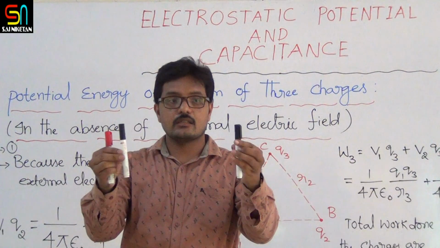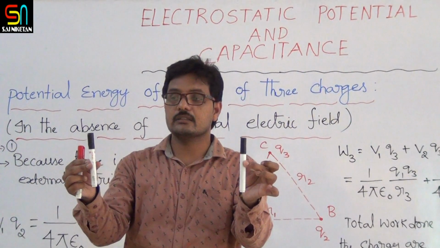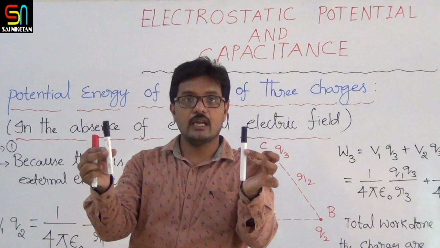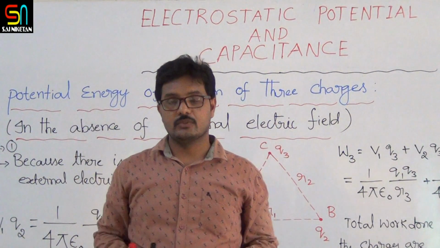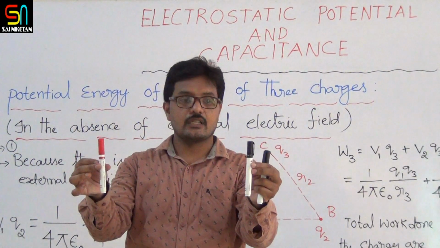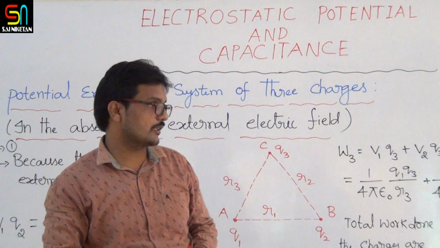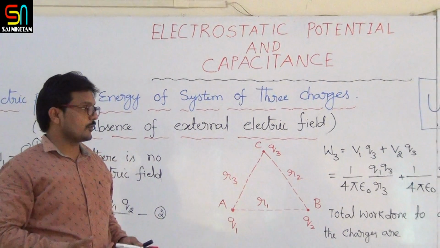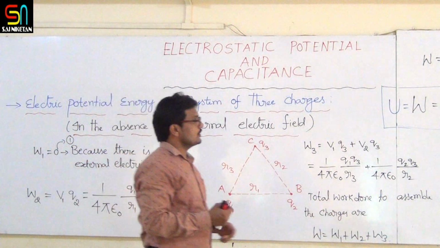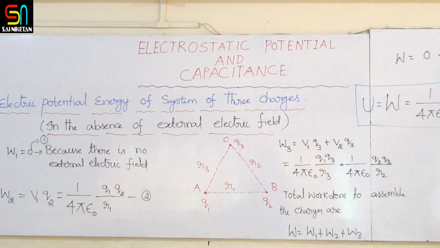When the two charges are like charges, repulsion takes place and they move away from each other. The potential energy, or the stored energy, is in the form of kinetic energy, and the total energy will be positive. If the two charges are unlike charges, then attraction takes place and the total energy will be negative. Okay, these are the two points. And one more: it may be positive, it may be negative, or it may be zero.